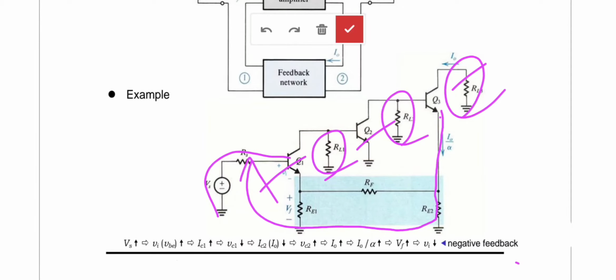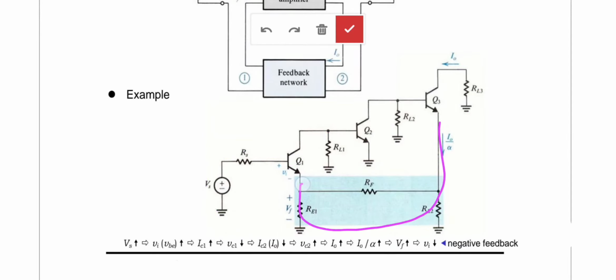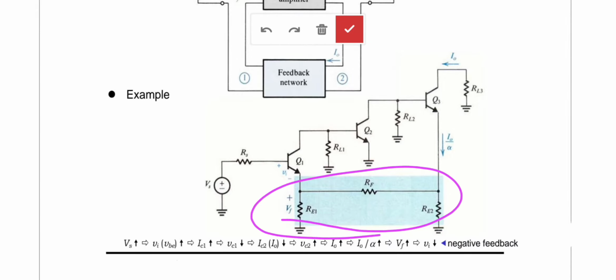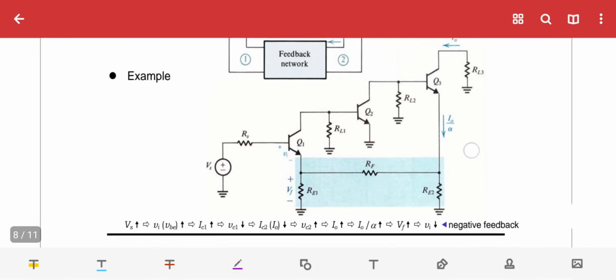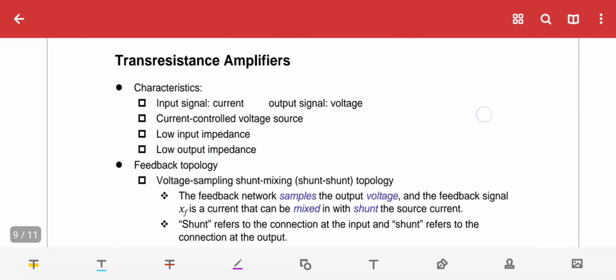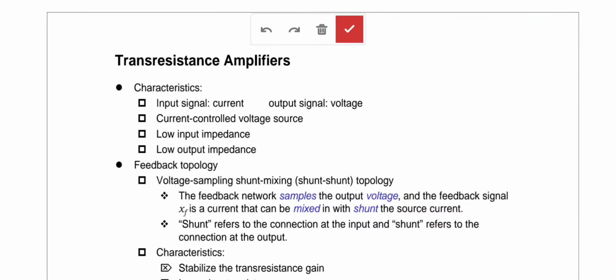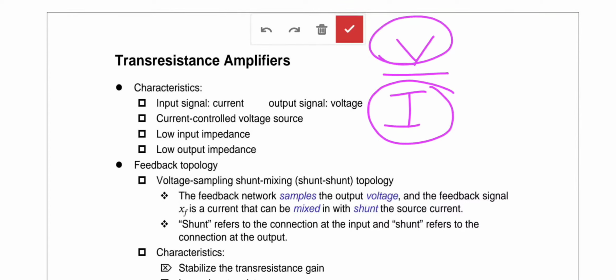Next we will see the fourth category, that is the trans resistance amplifier. So trans resistance, resistance means what? Voltage by current. Normally gain is given by output by input. So input is current and output is voltage. Input is current means current mixing, which means shunt connection. Output is voltage, voltage sampling means shunt connection. So this topology is also known as shunt topology, or else current mixing voltage sampling.